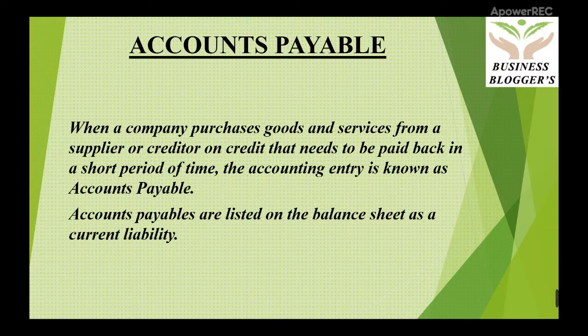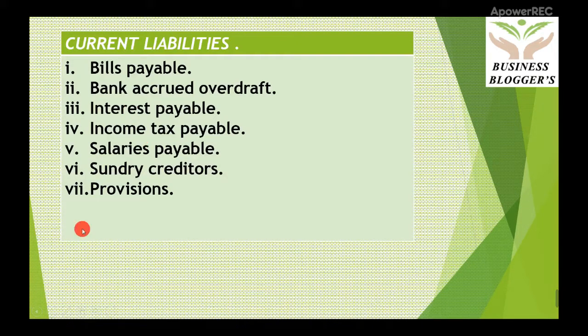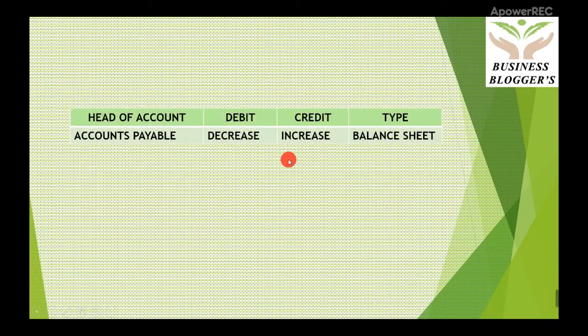Okay, let's discuss the examples of accounts payable. Bills payable, bank overdraft, accrued interest payable, income tax payable, salaries payable, sundry creditors, and provisions. If all these accounts are paid within a year, that is called accounts payable. The debit credit rules are shown in our table. When accounts payable is increased, it should be credit, and when accounts payable is decreased, it should be debit.